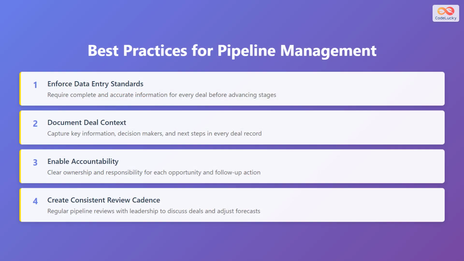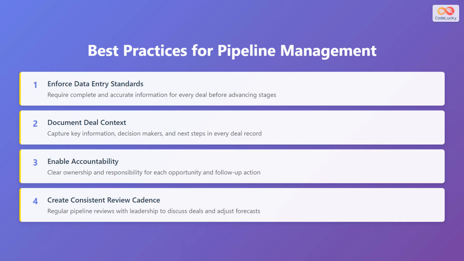Follow 4 best practices to maintain a healthy pipeline. First, enforce data entry standards. Require salespeople to fill in all required fields completely and accurately before advancing a deal to the next stage. Second, document deal context. Capture who the decision makers are, what their challenges are, what they've said, and what agreements have been made. Third, enable accountability. Make clear who owns each deal and who is responsible for each next step. When ownership is ambiguous, deals stall.